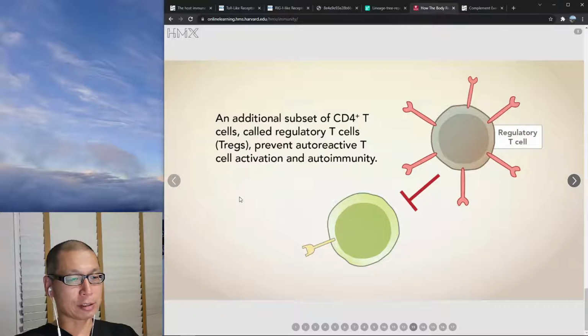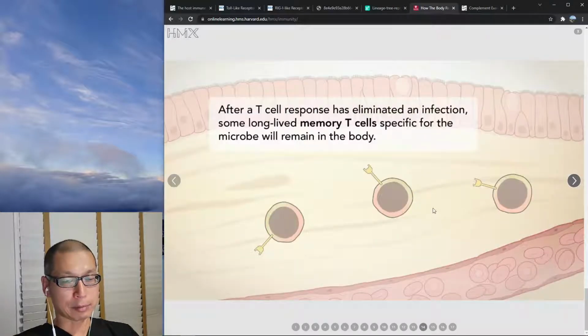And then there's this thing called regulatory T cells, or Tregs, and these guys basically suppress the immune system a little bit. And you're like, why would you want to suppress the immune system? Because if you have a runaway immune system, then you get too much inflammation, and that can be bad for you. And also you can get autoimmunity, and that's bad for you too. So there's a lot of cells that suppress the immune system, like regulatory T cells, and there's this thing called myeloid-derived suppressor cells. They're kind of like macrophages that suppress the immune system.